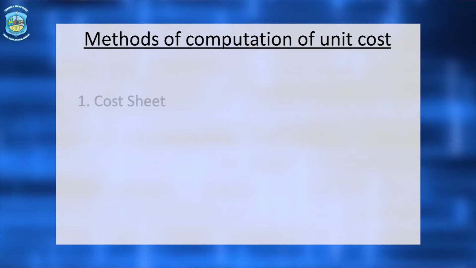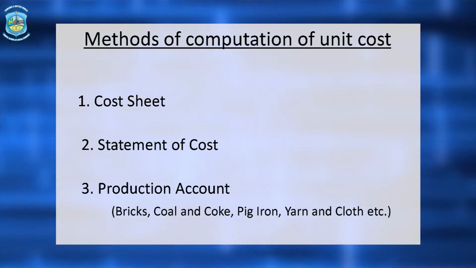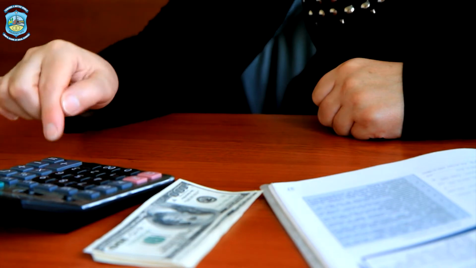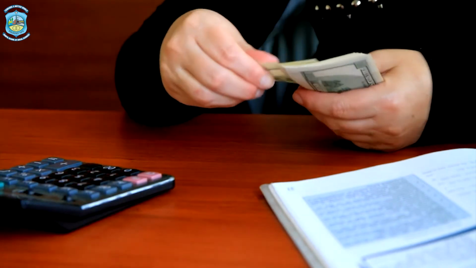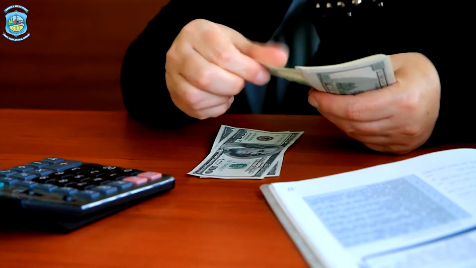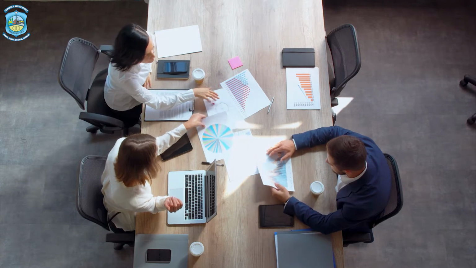Methods of computation of unit cost. There are three main methods of computation of unit cost. Number one is cost sheet, number two is statement of cost, and number three is production account. When we are going to calculate cost per commodity, cost per item, cost per unit, cost per piece, it comes under cost sheet. When we are going to find out the total cost of production, that comes under statement of cost. When the manufacturer wants to know the price per unit, he is going to make a cost sheet.